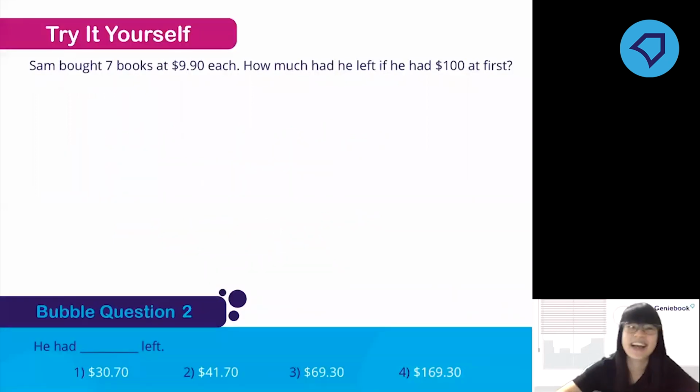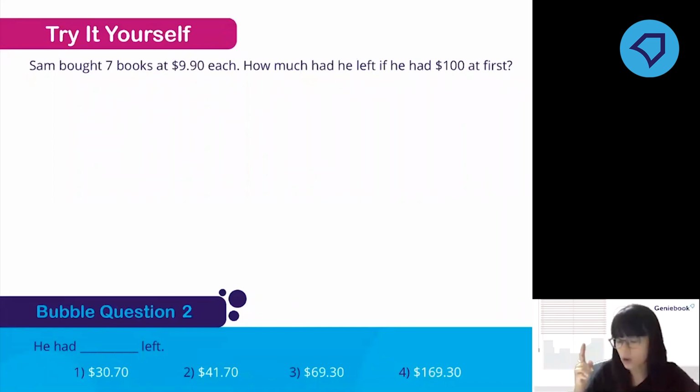Ta-da! Let's go. Sam bought 7 books at $9.90 each. How much had he left if he had $100 at first? $100 at first. So you have to find the cost of 7 books. Then he's going to pay the cashier $100. How much change would he receive? Okay, so let's take a look over here.